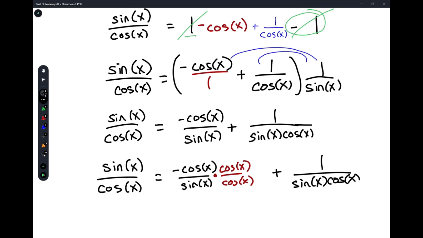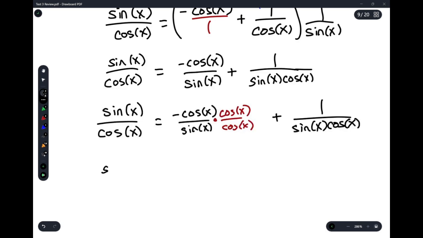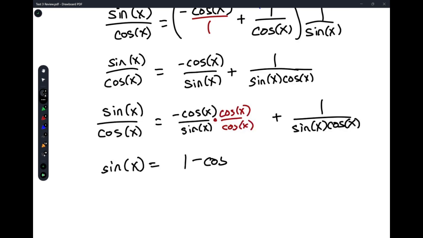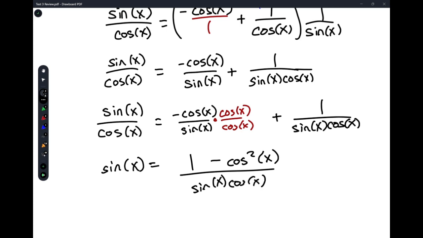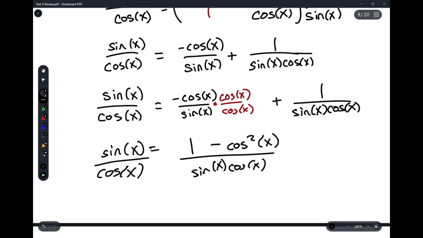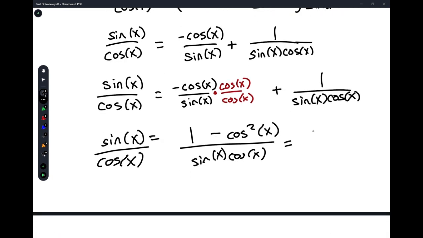And now that we have a common denominator, sine of x equals 1 minus cosine of... I'm switching these around, right? Just for fun. 1 minus cosine squared of x over sine of x cosine of x, right? And then 1 minus cosine squared x is just sine squared of x, right? From that formula. Over sine x cosine of x. And then what happens with one of those sine x's cosine of x's?